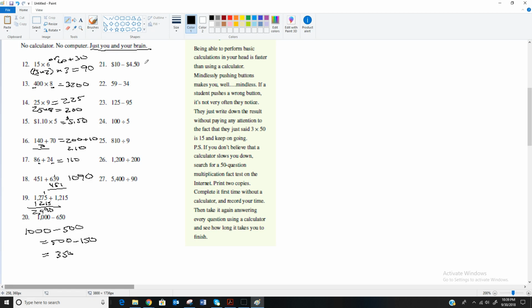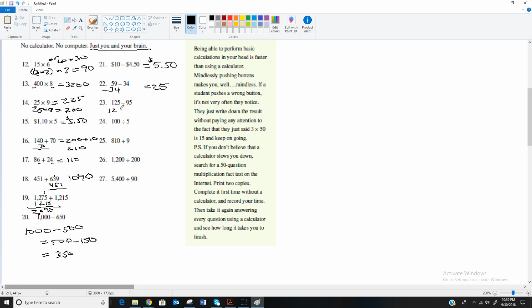So 10 minus 450 wouldn't take away quite as much. It would leave us 550. That's how I would think on that one. 59 minus 34, it's just a subtraction and there's no carrying. So 9 minus 4 is 5. 5 minus 3 is 2.